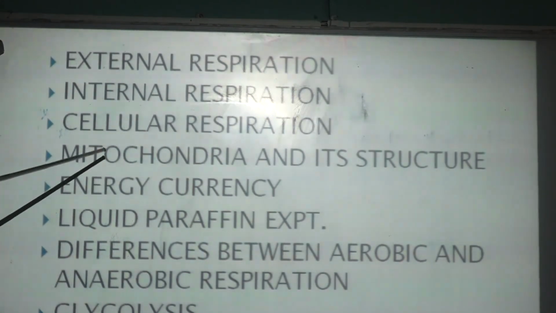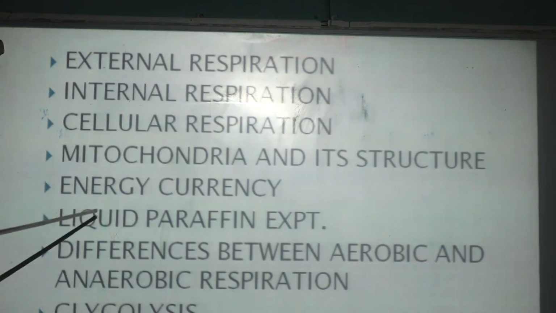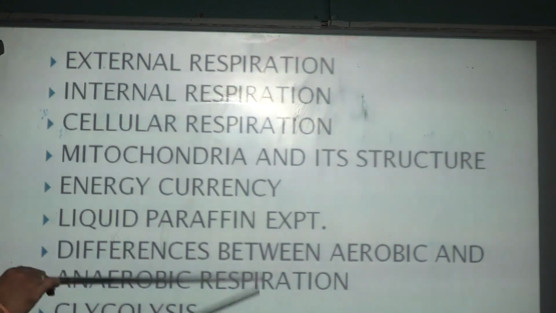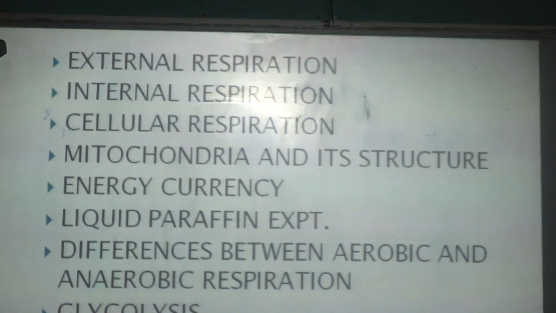Then we already saw the diagram of mitochondria. Then what is energy currency? ATP is nothing but the energy currency. ATP means adenosine triphosphate. So adenosine triphosphate is very important in our body. Then the differences between aerobic and anaerobic respiration: every year in the question paper we get one particular question confined to 4 marks. So glycolysis is always given for 2 marks.